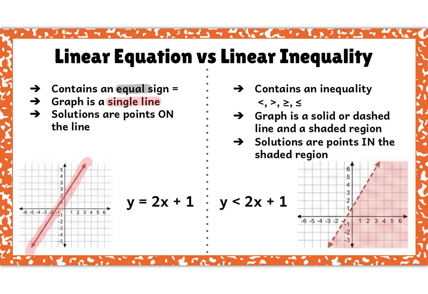An inequality, however, does not have an equal sign, but it has a less than, greater than, less than or equal to, or greater than or equal to. The graph can be a solid or a dashed line, and it contains a shaded region. So solutions are points in the shaded region. So it's not just a specific set of points, but any point in a shaded region could act as a solution to that inequality.